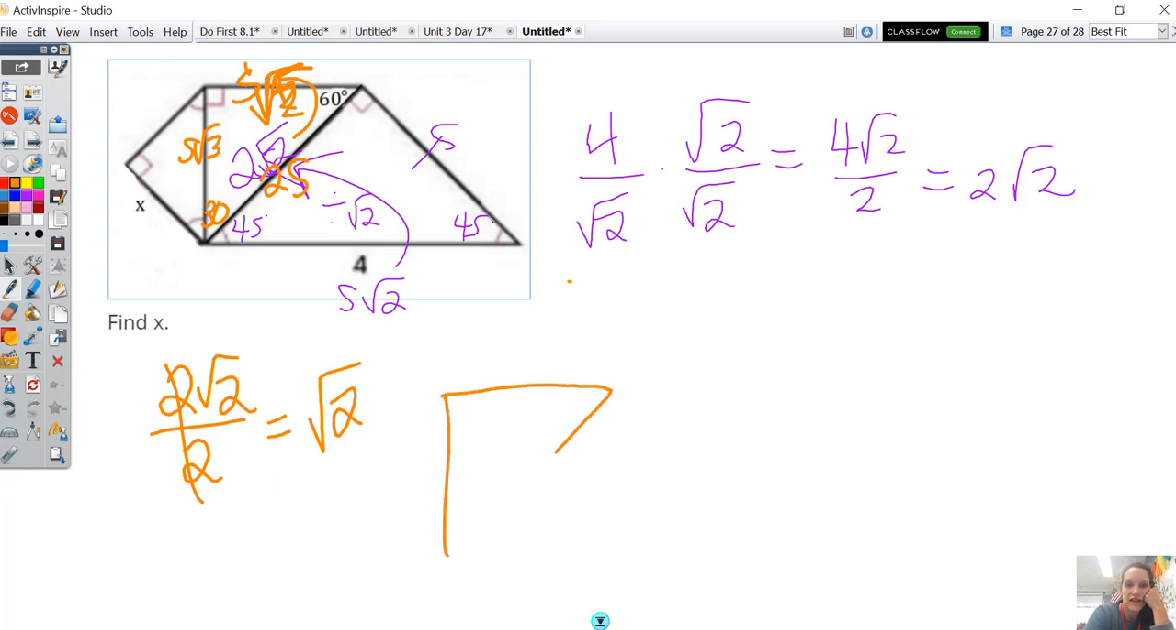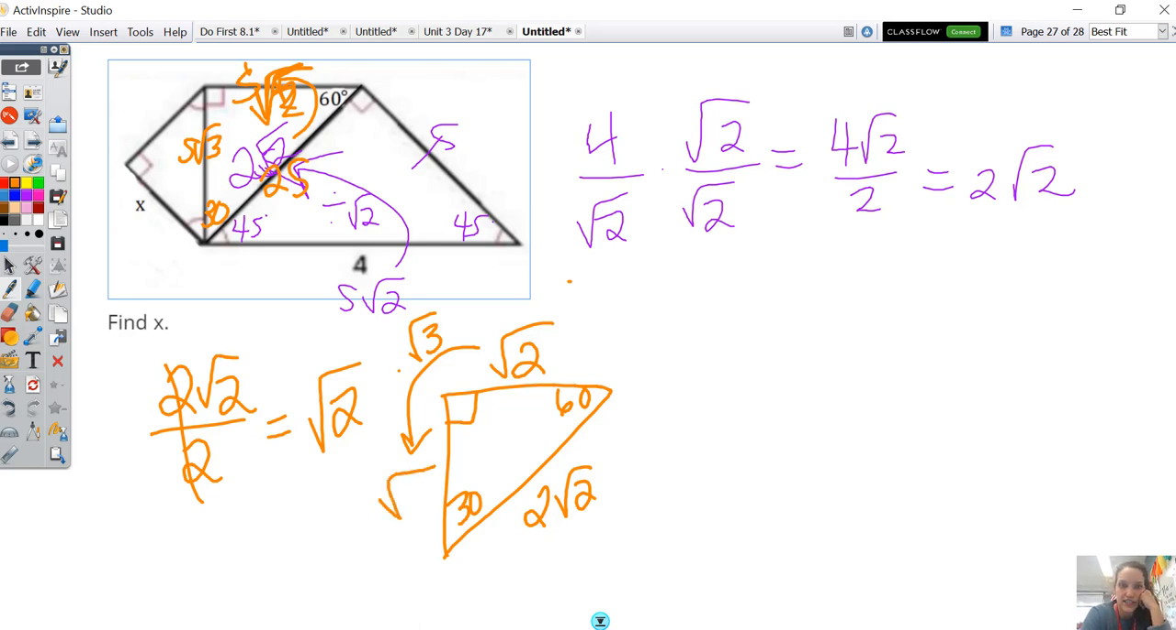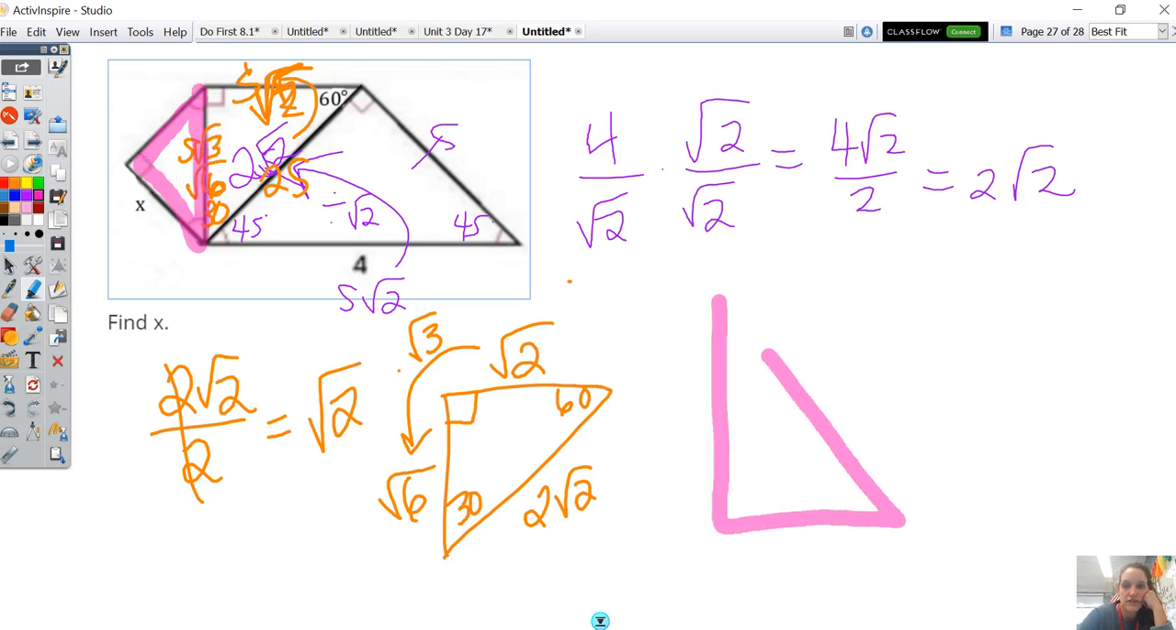And I'm going to redraw that 30, 60, 90. My hypotenuse was 2 root 2, so now my short side is root 2. And so to get from the short side to the longer leg, you're going to multiply by root 3. So root 2 times root 3 is root 6. So this side right here is root 6. And so now our grand finale is this triangle, which is also a 45, 45, 90 triangle because it's isosceles.